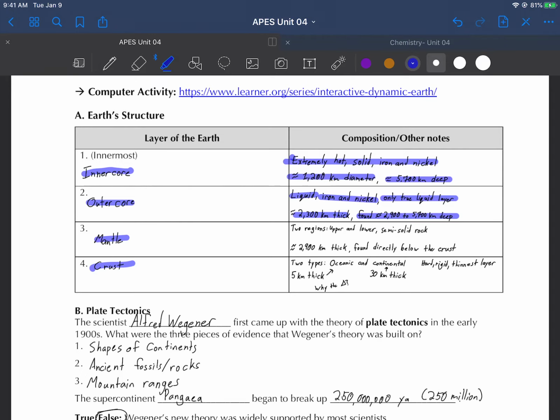The mantle. It's divided into two regions. We have the upper and the lower mantle. It's semi-solid rock. It's about 2,900 kilometers thick. It's the thickest layer. It's found directly below the lithosphere.